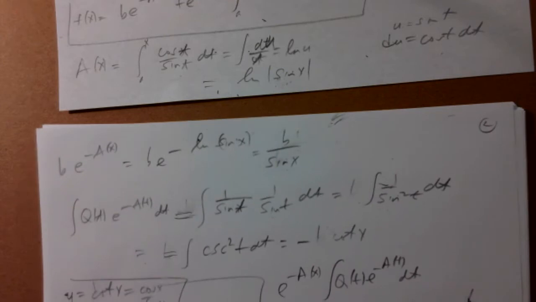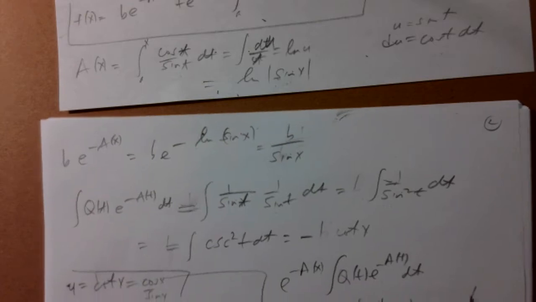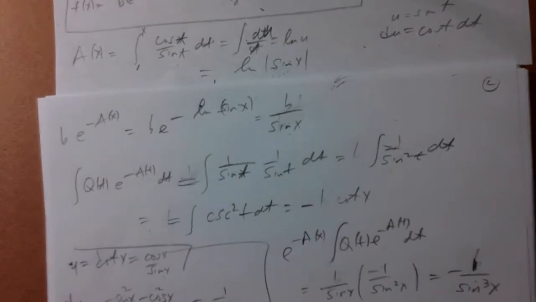So f of x is b over sine x plus e to the minus 1 over sine cubed. Right, so I'm a little bit suspicious about this, but does anyone have a question about any of the steps I did so far? Right. Let me check everything from the beginning.